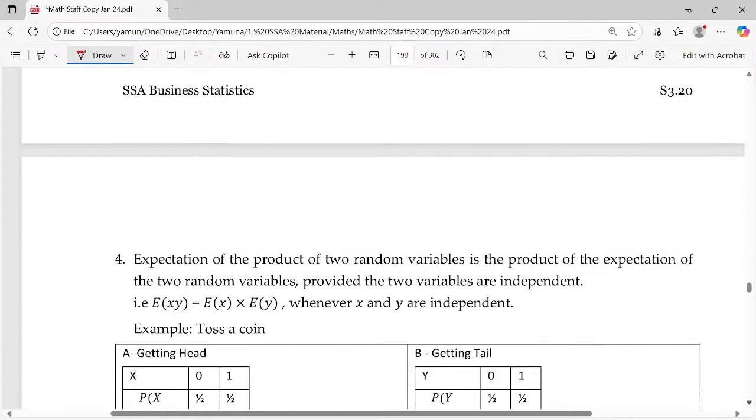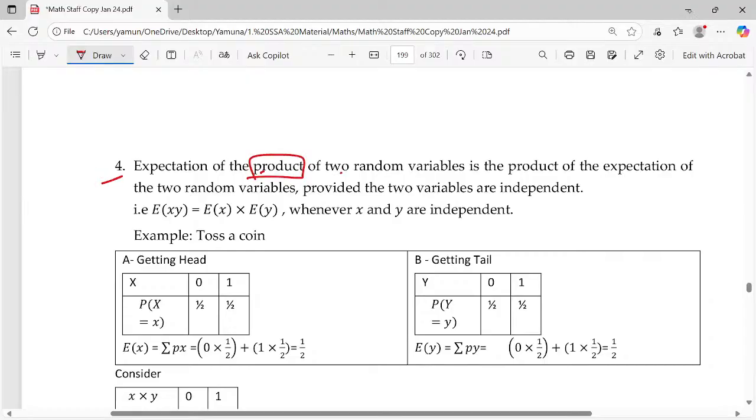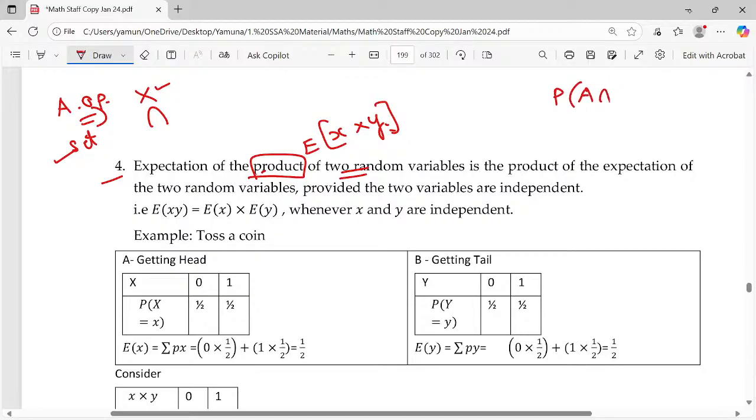Fourth one, expectation of the product of two random variables. Let me name one random variable x and another random variable y. Expectation of the product of this. Under arithmetic operation we use multiplication. Under set operations we use intersection. Remember? If we talk about events, we talk about set intersection. If you are talking about operation, we talk about arithmetic operation, multiplication. If you talk about independent events, you remember P of A intersection B is equal to P of A into P of B, the multiplication theorem.